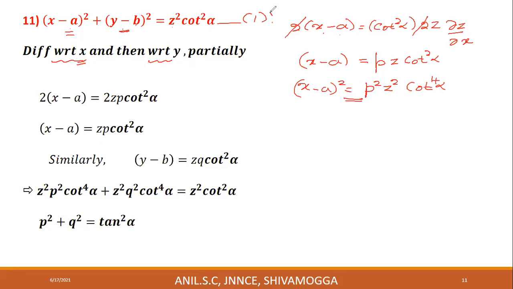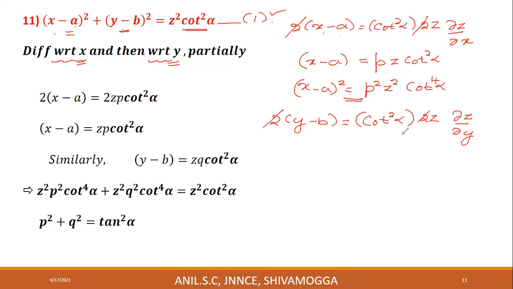Similarly, differentiate equation number 1 partially with respect to y. Derivative of x minus a whole square is 0 because this is partial differentiation with respect to y. Therefore, x must be treated as constant. Derivative of y minus b whole square is 2 into y minus b into derivative of y minus b is 1. Here cot square alpha is constant, keep it as it is, into derivative of z square is 2z into derivative of z is del z by del y.